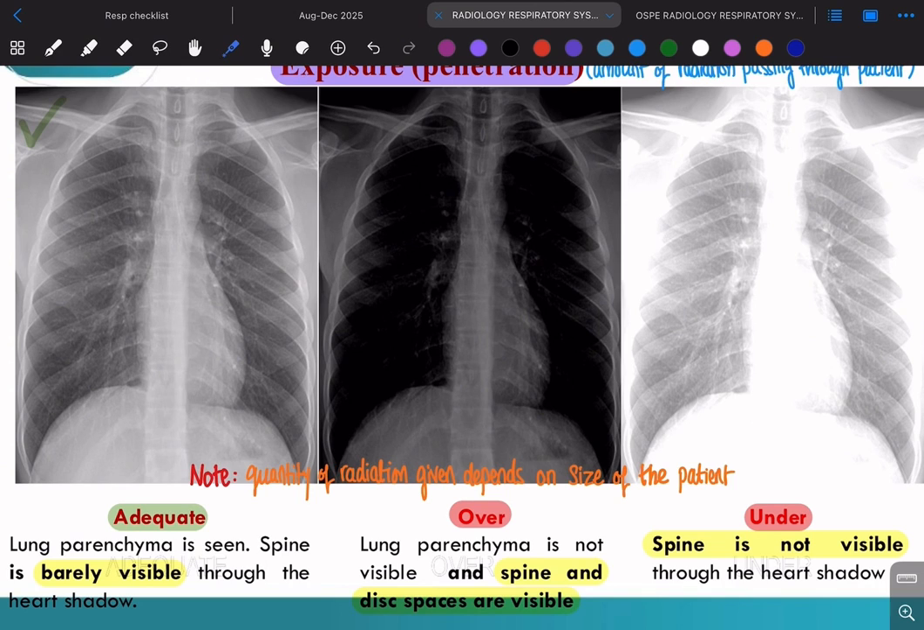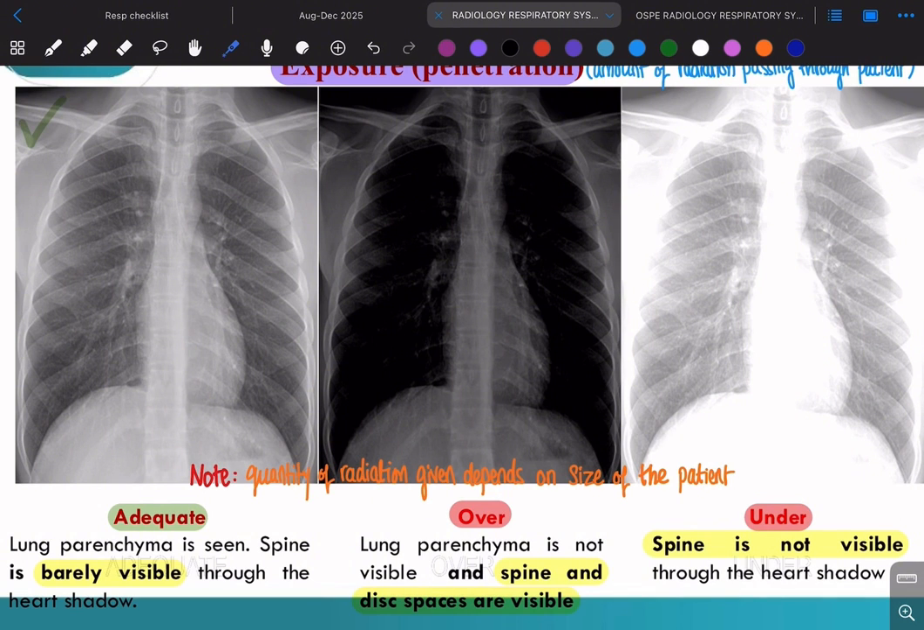And one extra piece of information from me, this is not from the slide: it looks gray. It's not very black and it's not white, it's gray. Okay, so you can see it's gray compared to the other 2 images. So we can remember this one is the adequate or the perfect exposure for this patient. Okay, if the doctor asks why this is the adequate exposure, it's because the spine is barely visible through the heart shadow. Tamam? Next, let's move to the overexposure or over penetration.